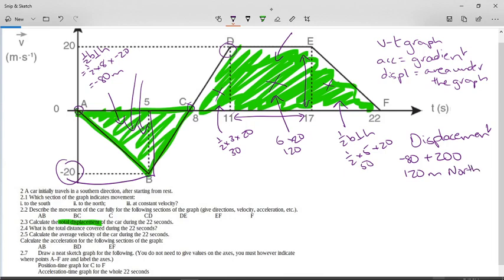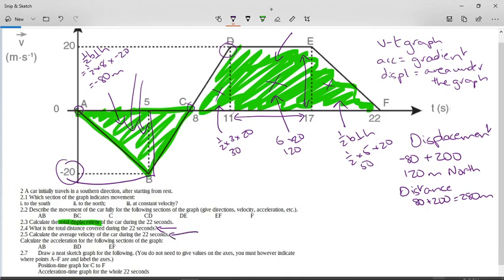Then it says to you, what is the total distance covered by the car in the 22 seconds? Now distance is a scalar. We don't care about the direction, so we turn this negative 80 into a positive 80, and we add 200. This is now 280 meters, and because it's a scalar, we just need to give it in the correct unit.